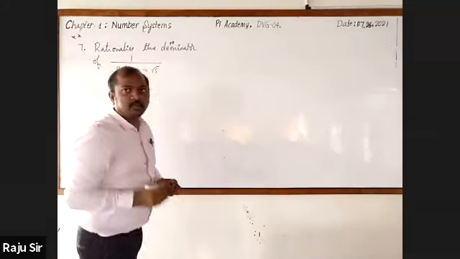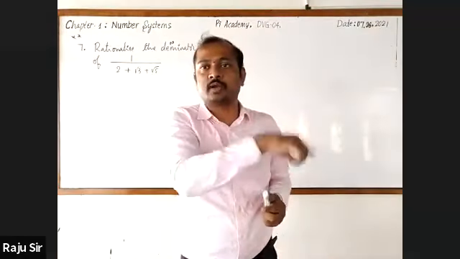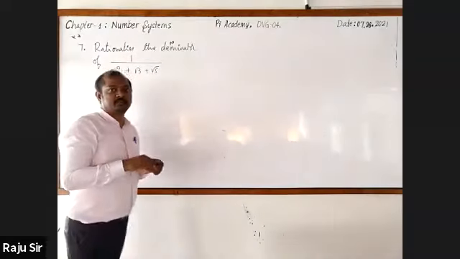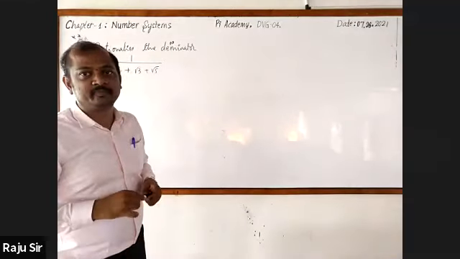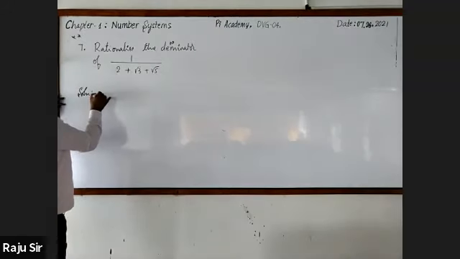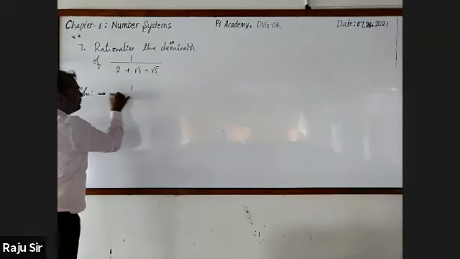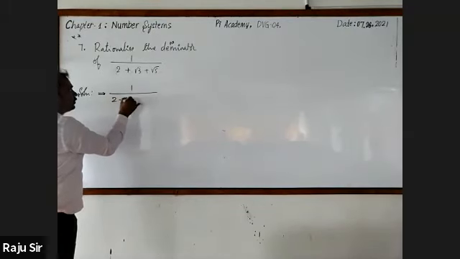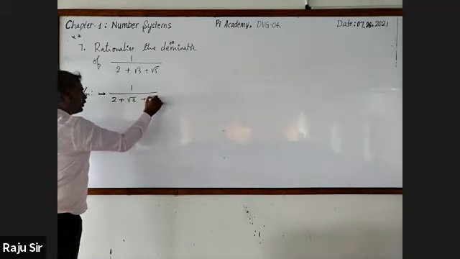Now, go on writing. Whether you go for grouping by taking first two or last two. Last two, sir. What about first two, sir? Let us go for trying both. I'll take first two. Right. Write down. It is 1 by 2 plus root 3 plus root 5.